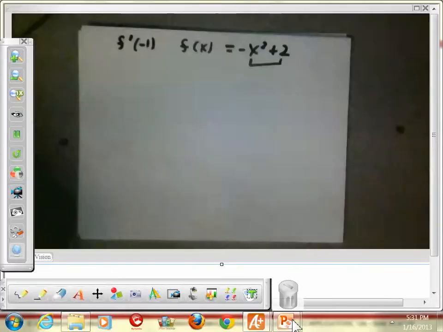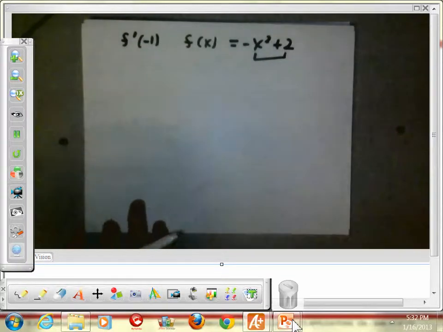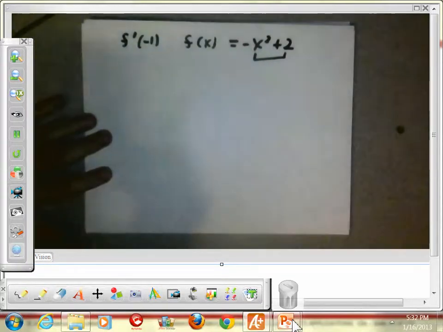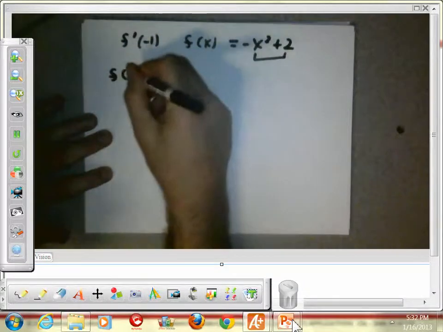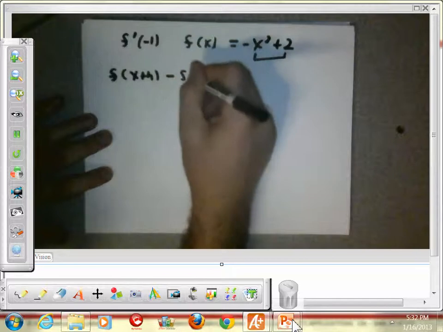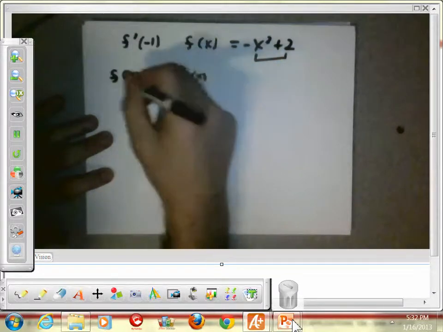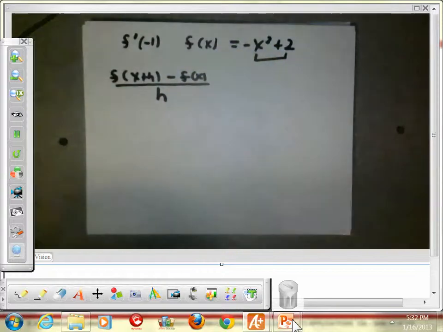So here's the problem. If you worked it out at home, you can try and follow along. If not, you can just watch the board. Remember, what we want to do is find f of x plus h minus f of x divided by h. And after we solve this, remember it says let h go to 0, and that's the derivative.